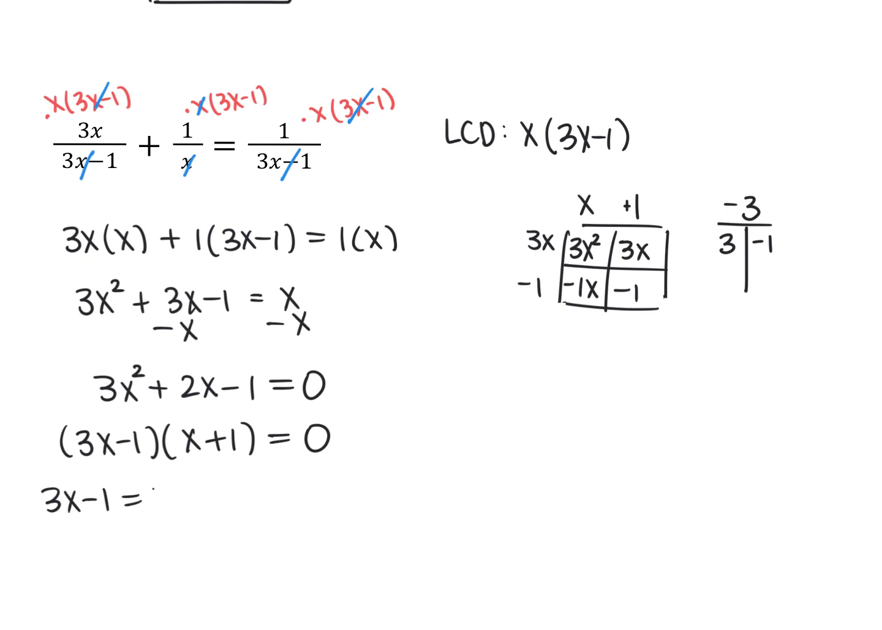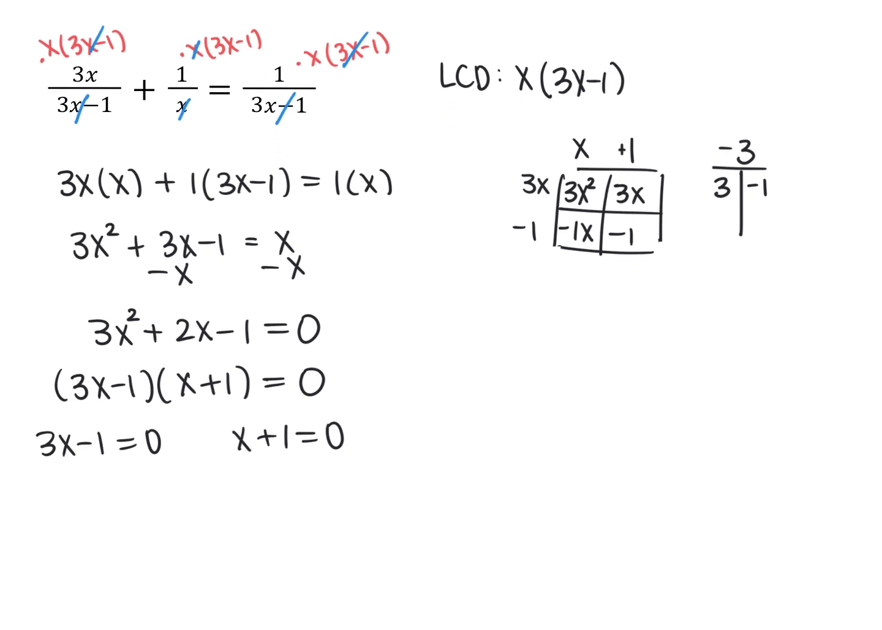So 3x minus 1 equals 0, and x plus 1 equals 0. So for my first one, when I solve, I'm going to add 1. So we get 3x equals 1. And then we're going to divide by 3, and we get that x is 1/3. For our second, we're just going to subtract 1, and we get that x equals negative 1.